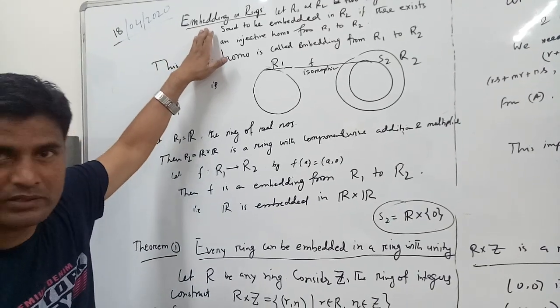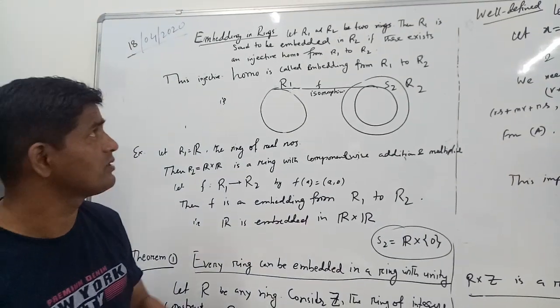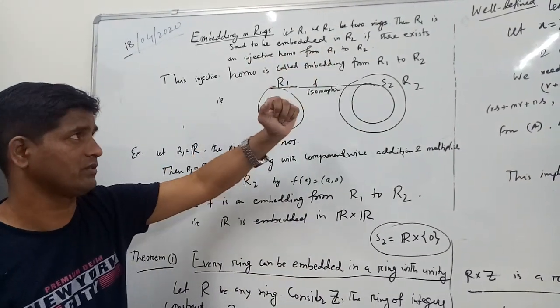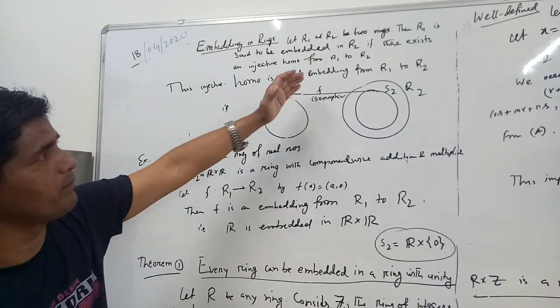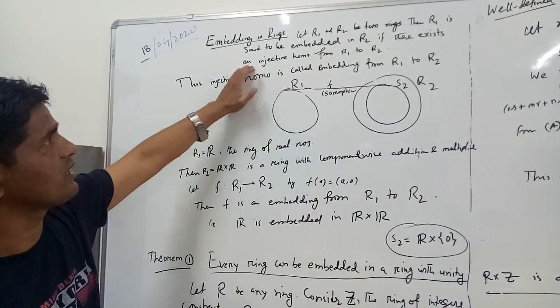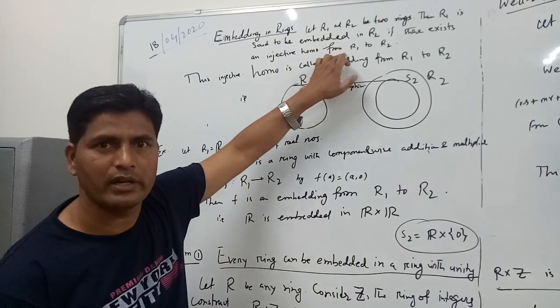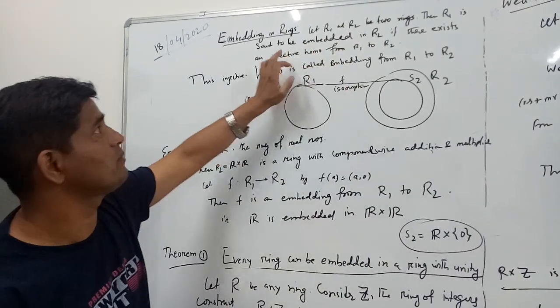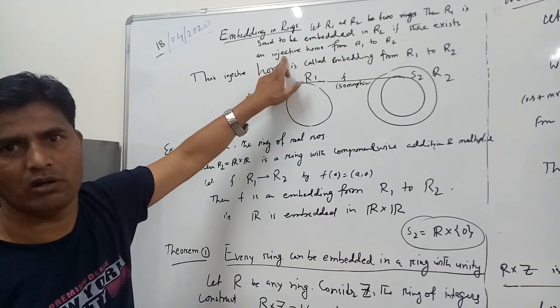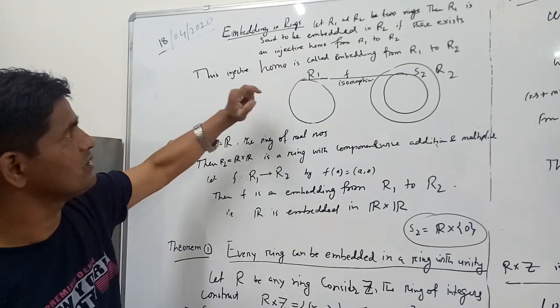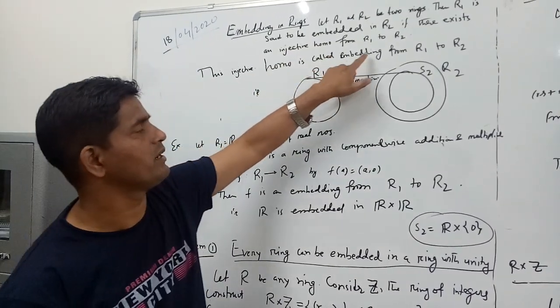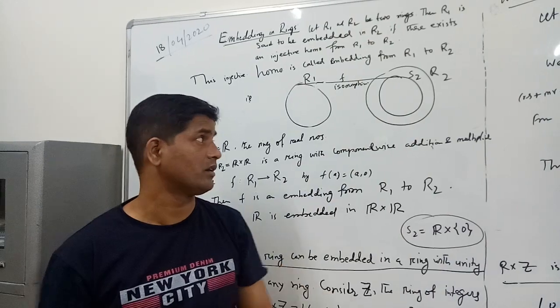Embedding in rings. Let R1 and R2 be two rings. Then R1 is said to be embedded in R2 if there exists an injective homomorphism from ring R1 to R2. Injective homomorphism means one-to-one homomorphism. This injective homomorphism is called an embedding from R1 to R2.